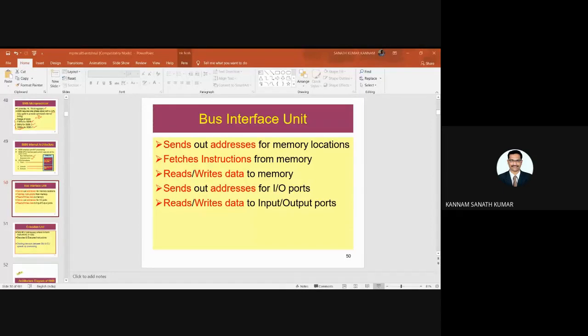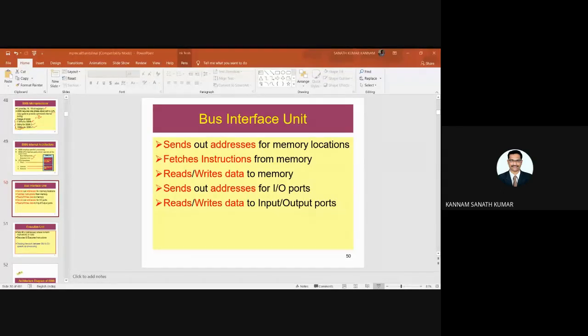After sending the address to the memory location, it fetches the instruction from the memory. In that address location, some instruction is there, and it will be fetched from the memory. After fetching, it can read or write data in memory. And it sends out the address for the IO port. It can read or write the data into the input output port.